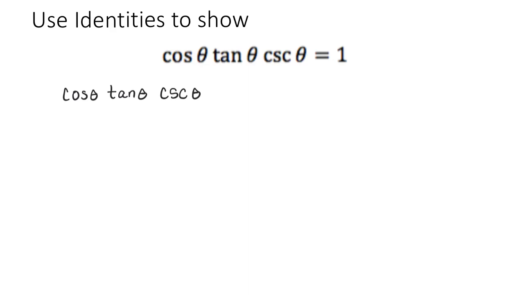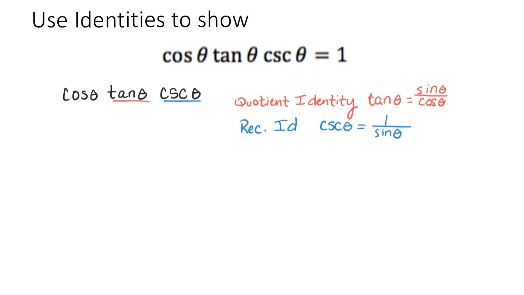Okay, then I'm going to identify any substitution that can be done so that I can turn things into like terms. For instance, tangent of theta has an identity. I can use the quotient identity. And cosecant of theta, I'm going to use a reciprocal identity. And again, the reason why I'm using these two identities is because my goal is to turn everything into versions of sine and cosine so that I can combine as many like terms as possible.